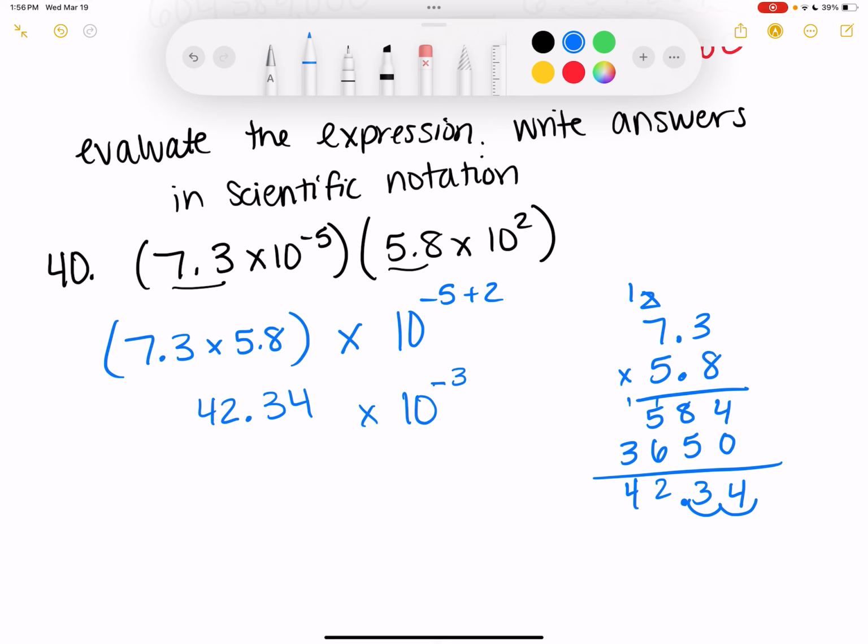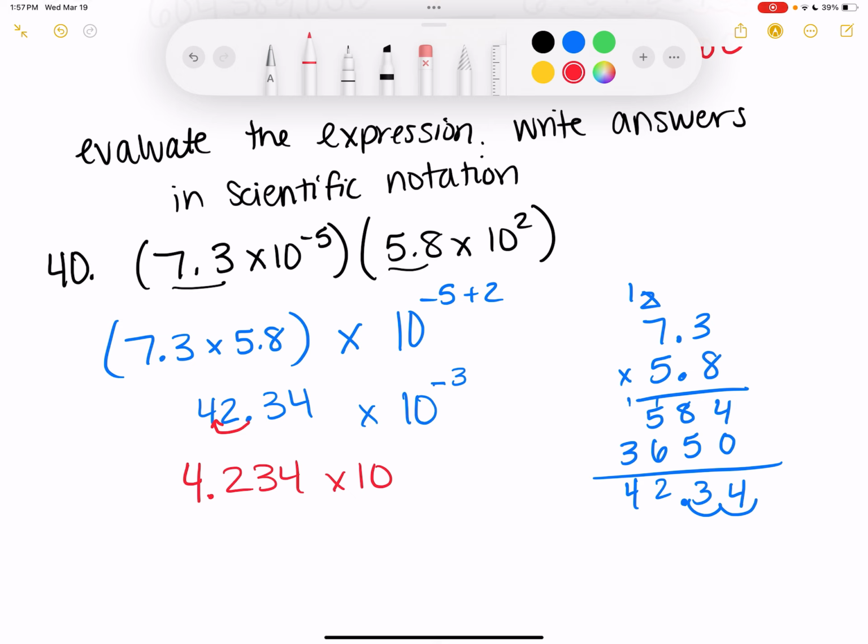That's not in proper scientific notation. So, what do I need to do? I've got to take this and move it from here to here so that it's in proper scientific notation, which is going to be 4.234 times 10 to the what? What did I do with this decimal? It went left, but when I'm doing it this way, standard to scientific, what do I do?